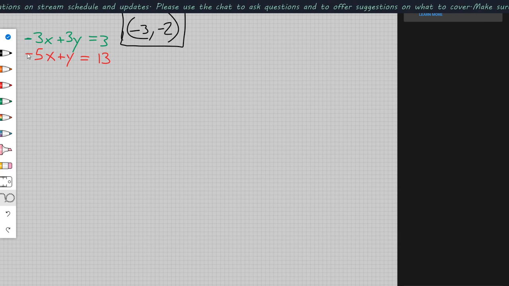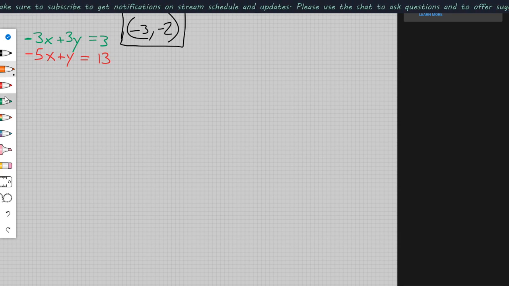If we were to try to match up our x coefficients, we'd have to multiply by factors to give a common multiple, which in this case would be 15, so we'd have to multiply this whole thing by 5 and this whole thing by 3. So again, it'd just be easier to multiply this one by 3 so the y coefficients match up. So let's do that.